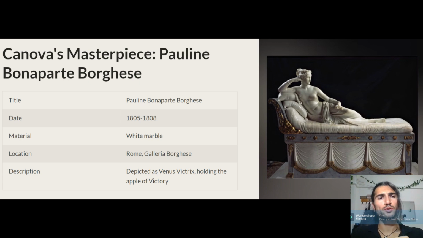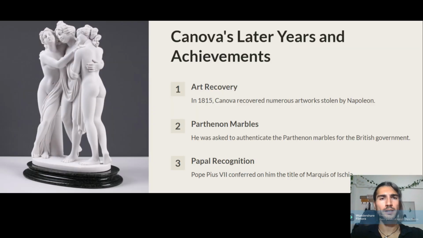Canova's fame grew to the point where Pope Pius VII made him General Inspector of Antiquities and Arts, a prestigious position where he helped to protect ancient works of art. He also played an important role in recovering many pieces of art that had been stolen by Napoleon during his conquest.